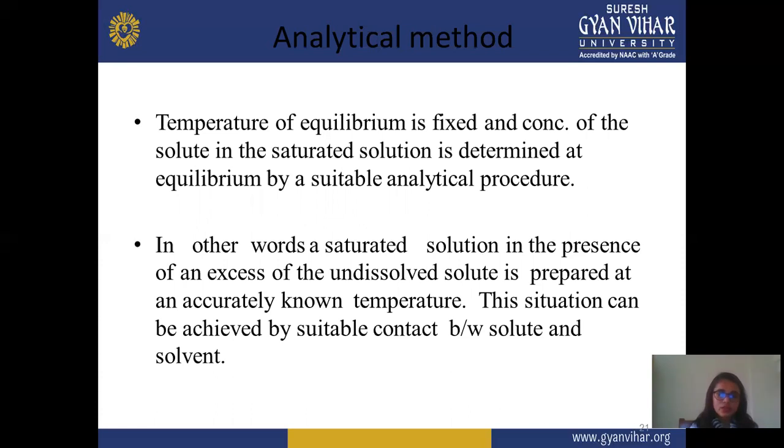On the other hand, a saturated solution is prepared in the presence of an excess of undissolved solute at a precisely known temperature, and saturation can be achieved by suitable contact between the solute and solvent. In this condition, if your drug is not completely dissolved, you add an excess amount of solute in a particular solvent, but still some insoluble material is present. You assure how much is present and at which temperature it reaches saturation. You should know all these conditions before completing or analyzing the reading.